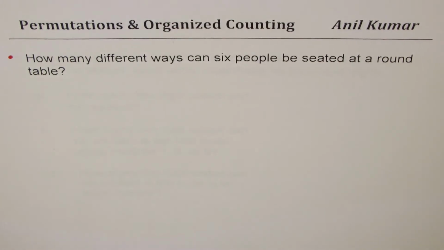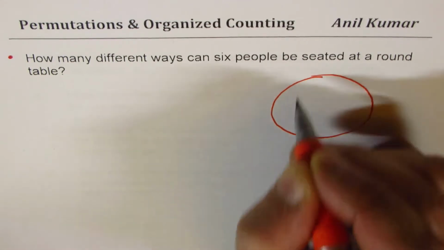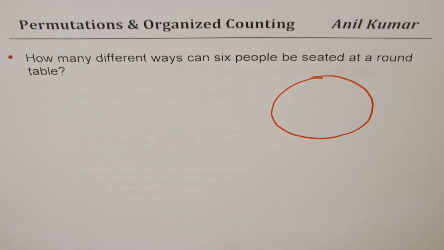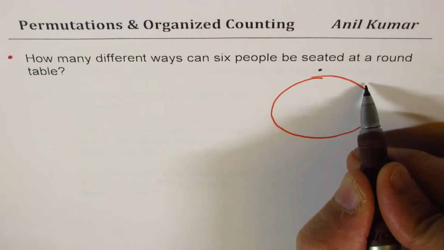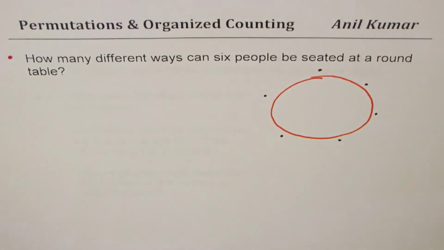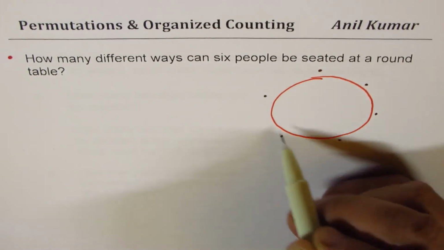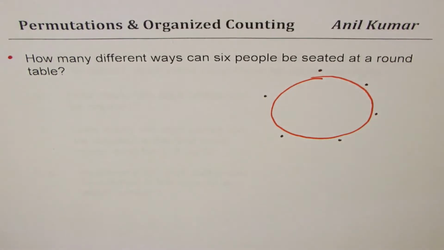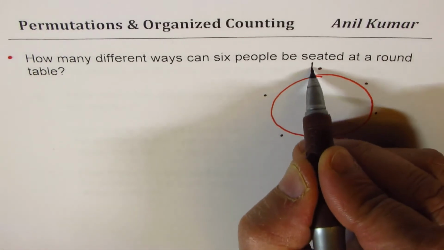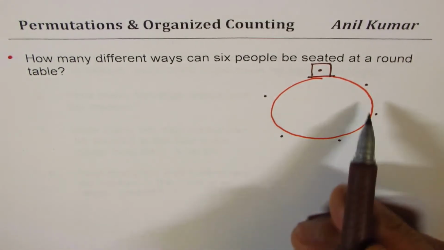Now when we talk about round table, we have 6 people here. It is very important to understand that we have to fix one position, right? So if we have 6 people, 1, 2, 3, 4, 5, 6, then if we just move all of them, they have relatively the same position. And therefore, it becomes very important to fix one position, and then others can move around, giving us new combinations.